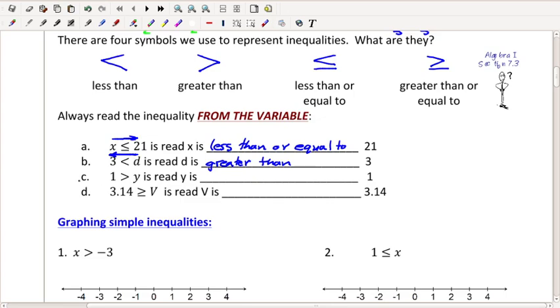Think about how you would read letter C. Again, start with the y and move this time right to left. The alligator's eating the bigger thing, so 1 is bigger, so y must be lesser, so y is less than 1.